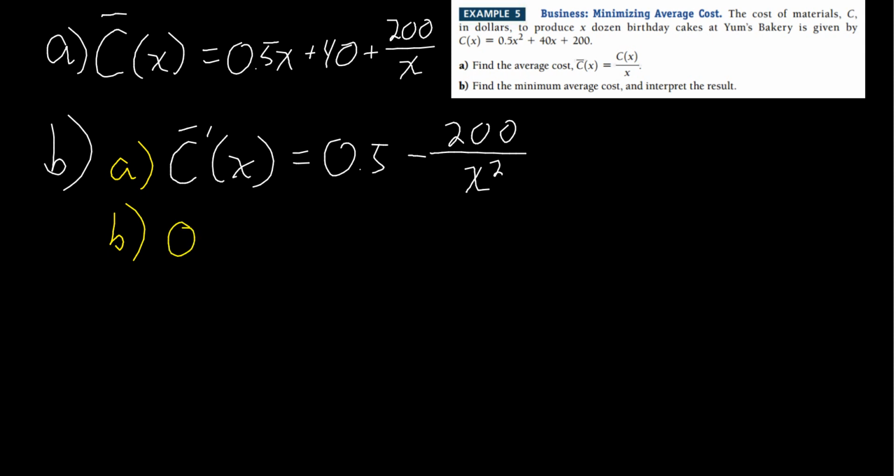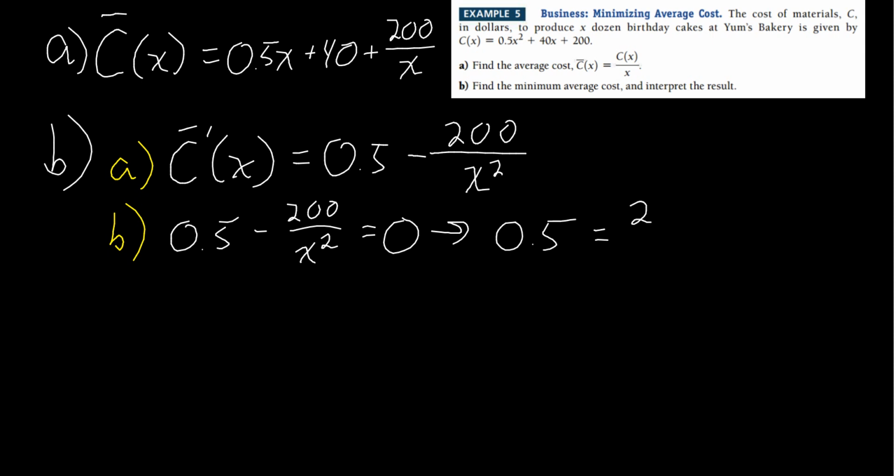So 0.5 minus 200 over x squared is equal to 0. All right, let's take this slowly. So 0.5 is equal to a positive 200 over x squared. All right, let's multiply both sides by x squared. So we're going to have 0.5x squared is equal to 200.